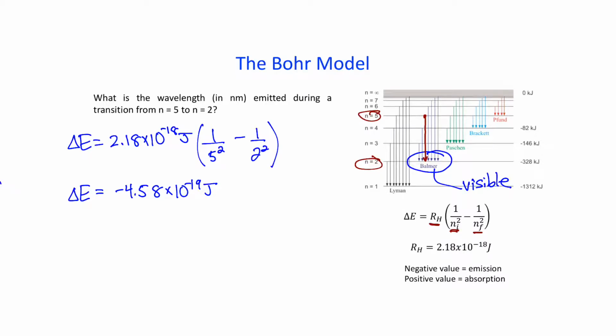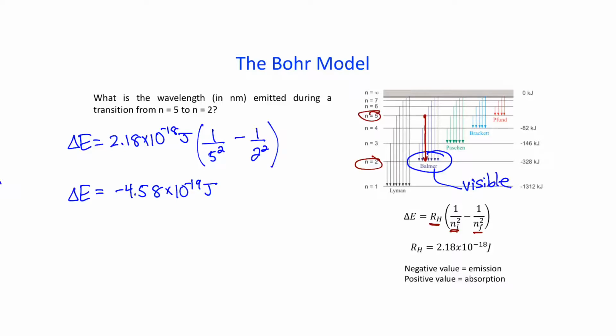Okay, so here's what I ended up with. Take a second to compare it with what you predicted for your calculation. Here we have delta E equals our Rydberg constant, 2.18 times 10 to the minus 18 joules, times 1 over n initial squared, so we started at n equals 5, minus 1 over n final squared, so we ended at n equals 2. So we've got 5 squared and 2 squared in our denominators.